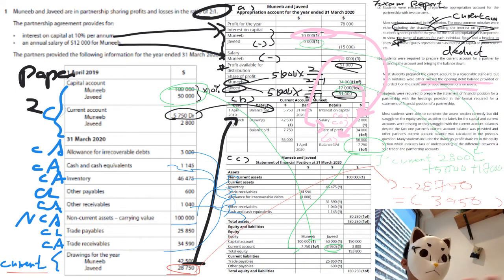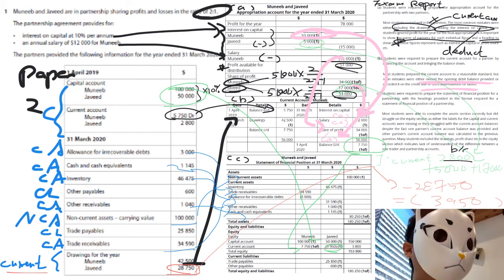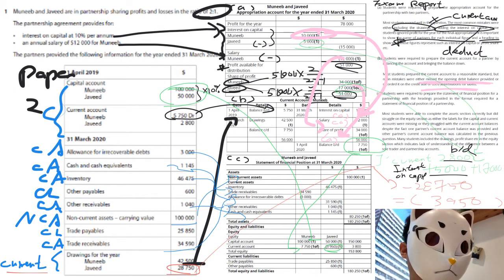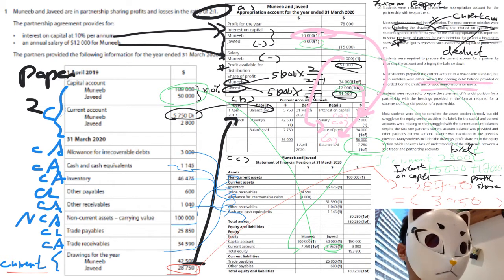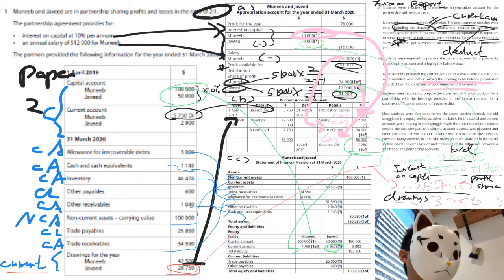So this is how you get it. Don't just copy it, you have to do the calculation. Let me do it again. You need to start with the balance b/d. Add up the interest on capital, and then add the share of profit, and you have to minus the drawings. Deduct the drawings. Then you will have a negative number, so you have to put a bracket.